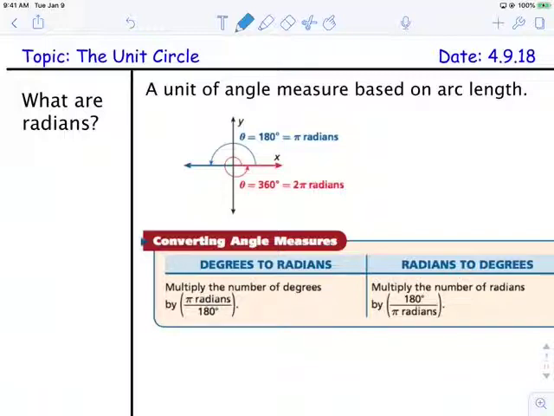So you have 2 ways now to measure angles: degrees and radians. So it would be helpful if you can convert between these 2, right? And sometimes I might give you it in radians, sometimes I might give you it in degrees. So let's write down these conversions.